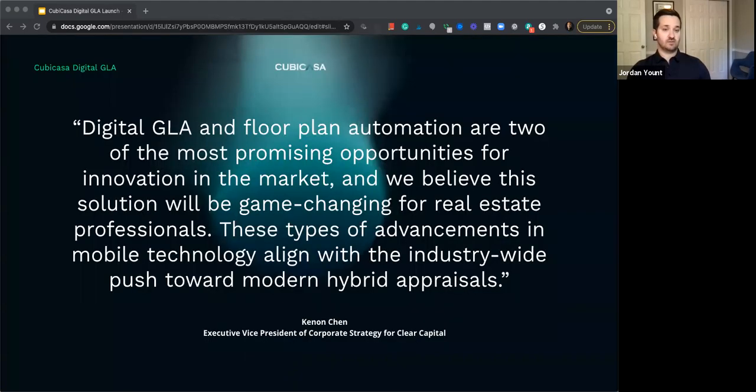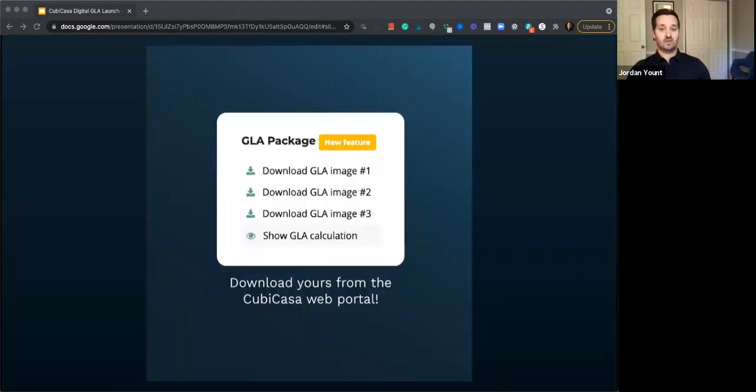And so this is, as I mentioned before, already downloadable with every floor plan that you order. And there is no additional piece needed in order to get this. We just wanted to kind of bake it into what we were already offering.